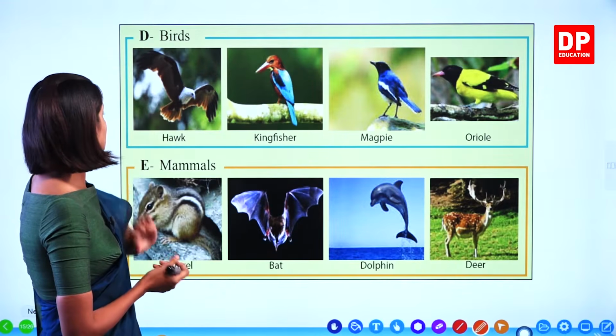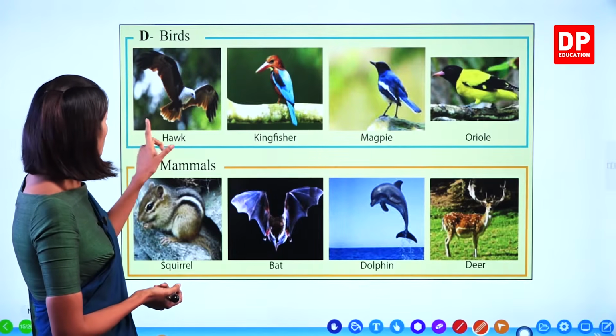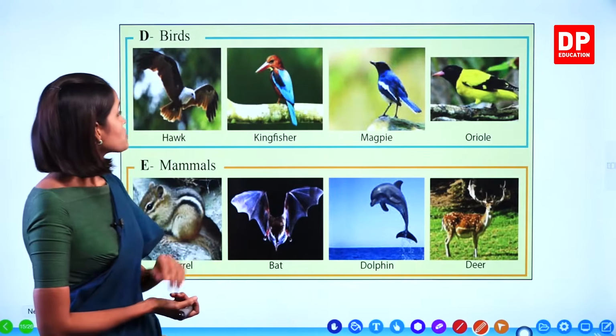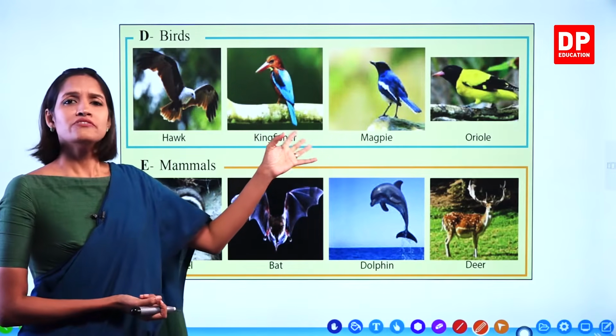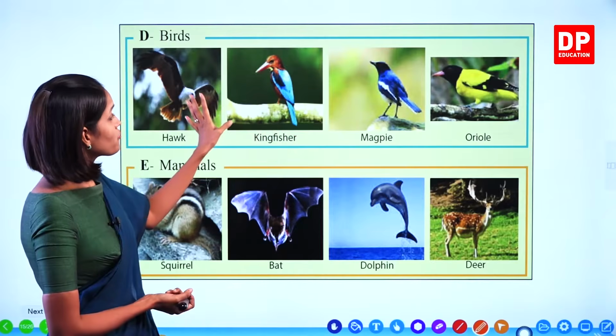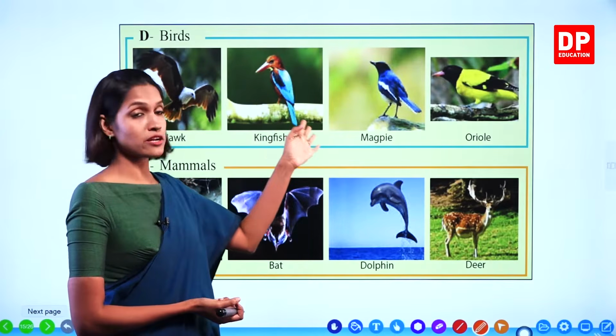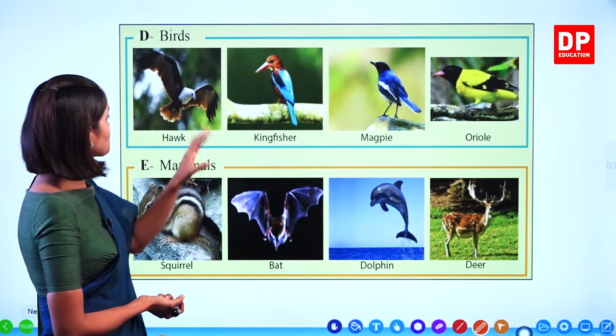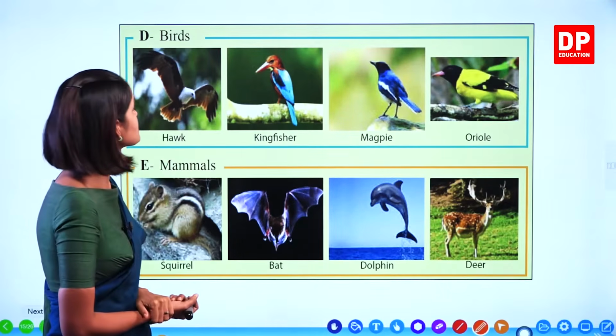The next one, birds. Look at these examples. Hawk, kingfisher, magpie, oriole, right? So these are the examples. What are the common characteristics apart from the presence of a backbone or the vertebral column? What are the other characteristics of these birds, this group called birds?